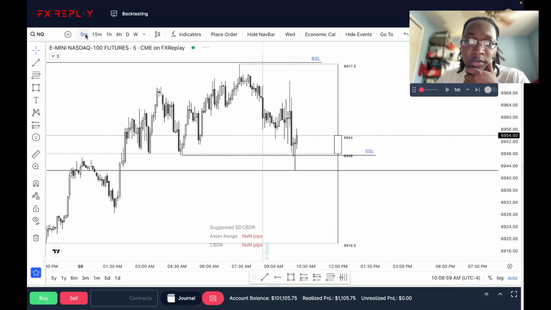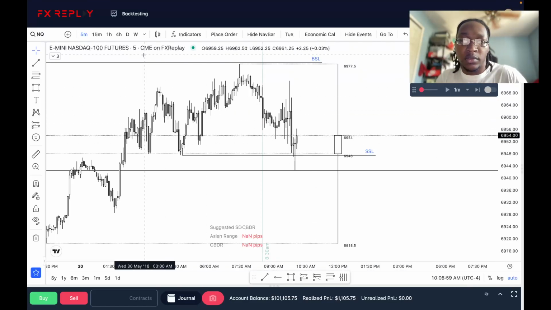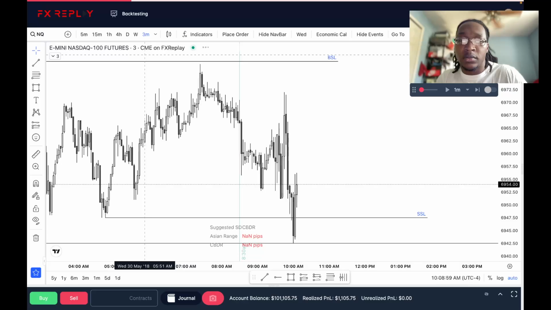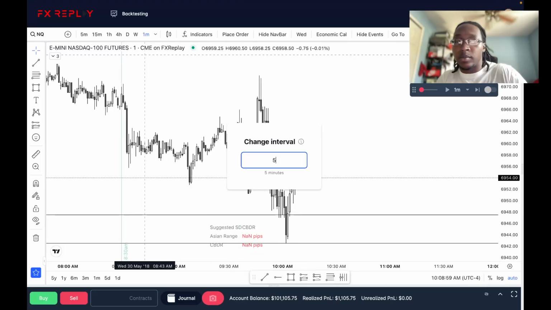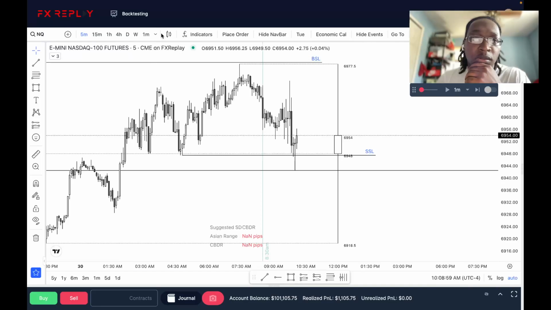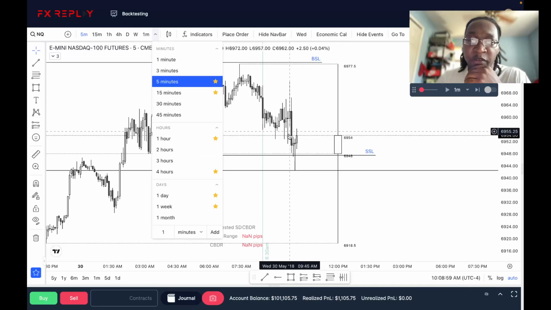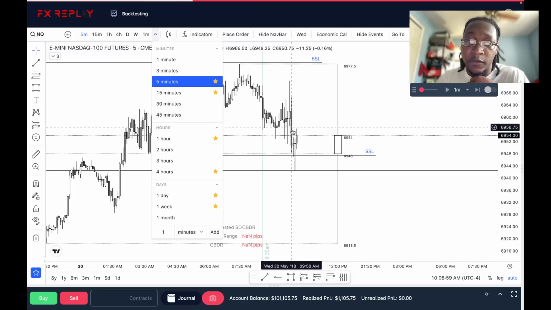And price starts pushing higher a little bit. 3 minute, 2 minute, 1 minute. Yeah, I'm not looking at none of those, because of this 5 minute fair value gap, it can very well respect that. I would want to see a full fill here.